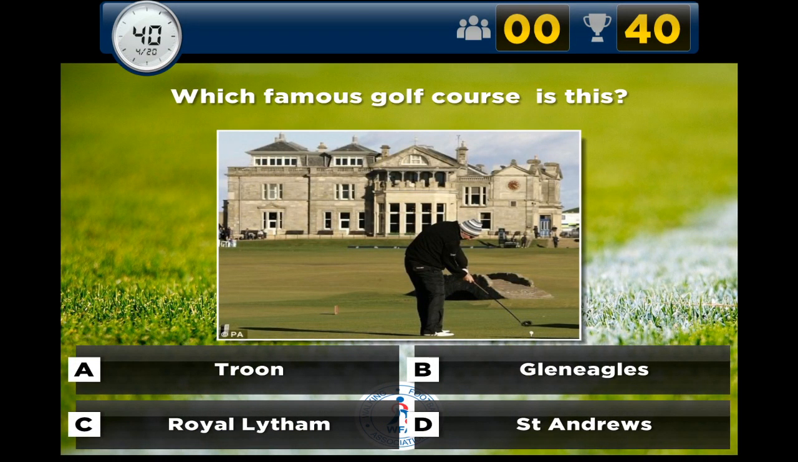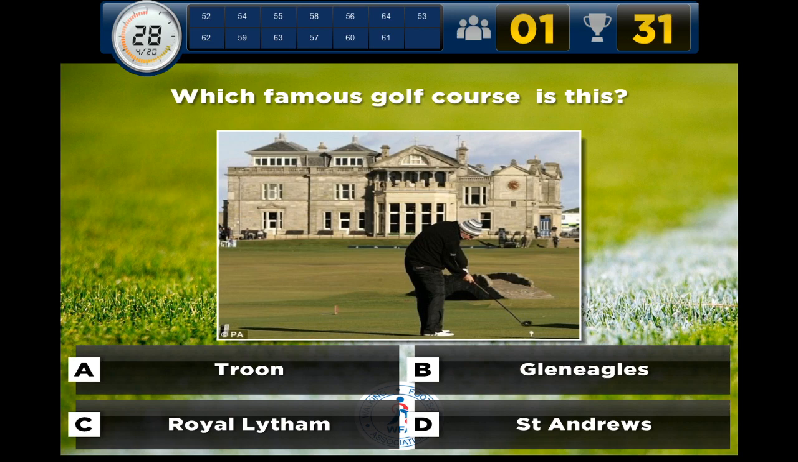So which famous golf course is this? Take a look at the photo. Is it Troon, Glen Eagles, Royal Lytham or St Andrews? It's a famous golf course, but which one is it? Troon, Glen Eagles, Royal Lytham or St Andrews? I've only played on one of those courses, Royal Lytham. So 10 seconds remain.